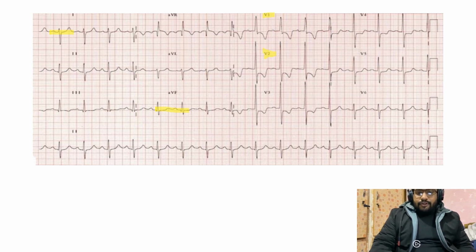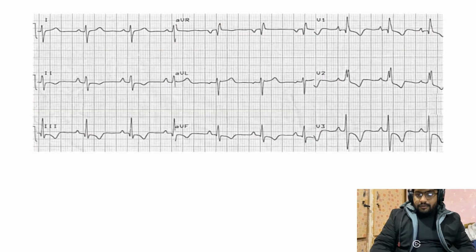And in V2 you can also see the same picture. In V3 you can see the same picture, and you also see the strain pattern there, the ST segment depression and T wave inversion throughout V4, right? Let's look at another example.